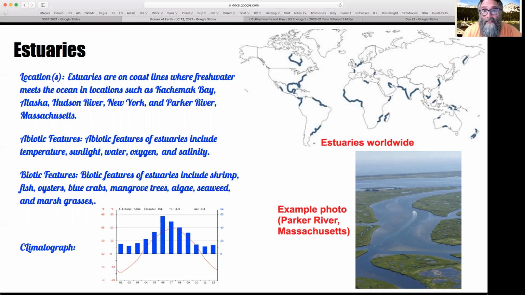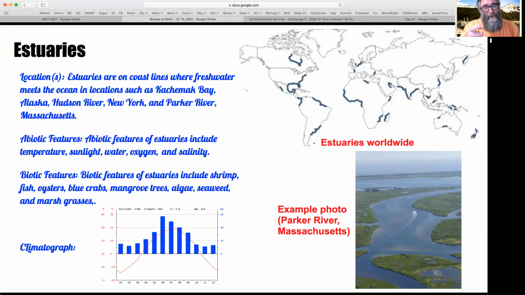The edge effect says that biodiversity is greater where two biomes overlap. An ecotone is the place where two biomes overlap, and the edge effect is the idea that diversity is greater. So that's why estuaries are such a big whoop. They've got all the freshwater diversity plus all the saltwater diversity.